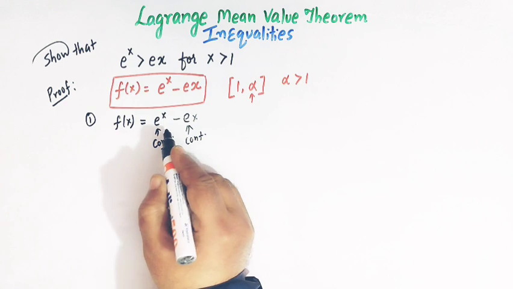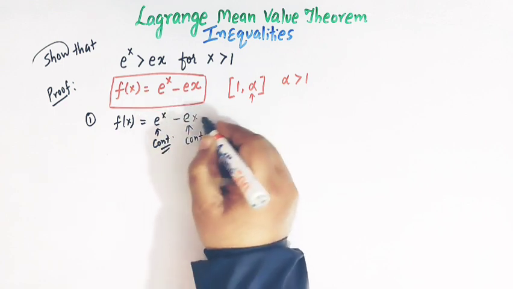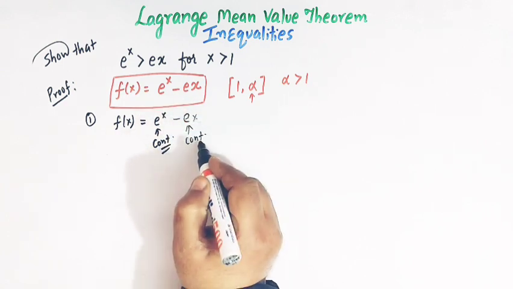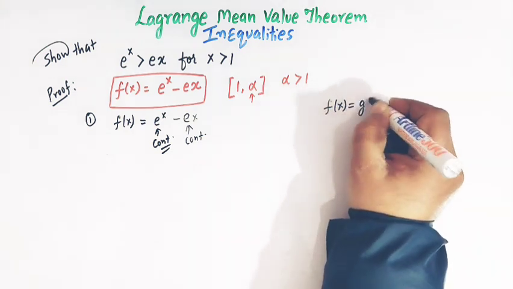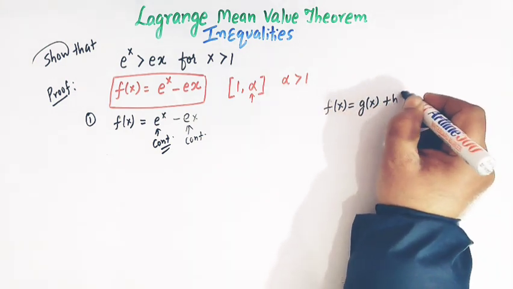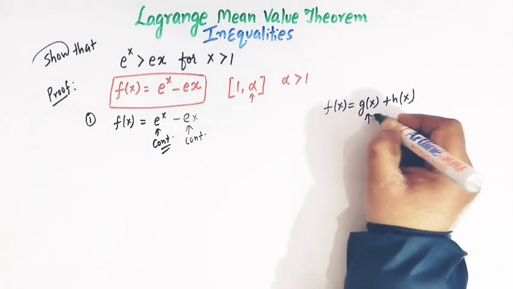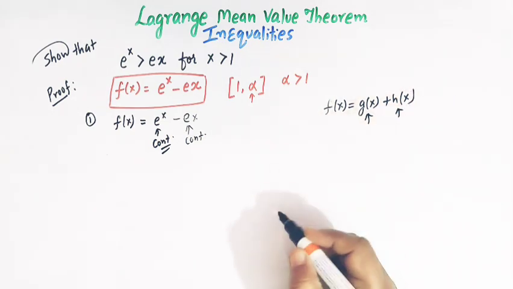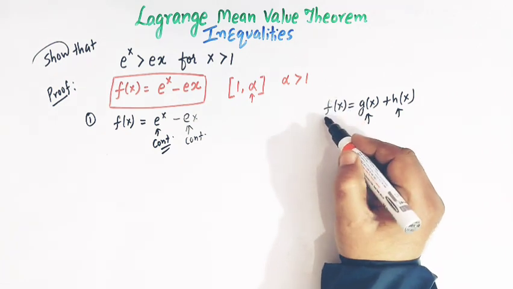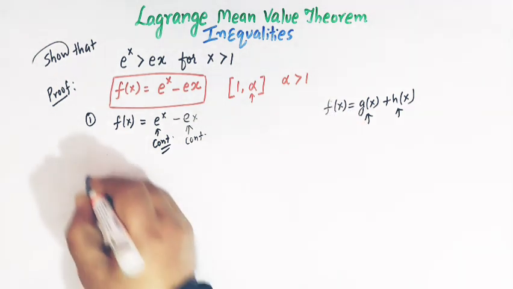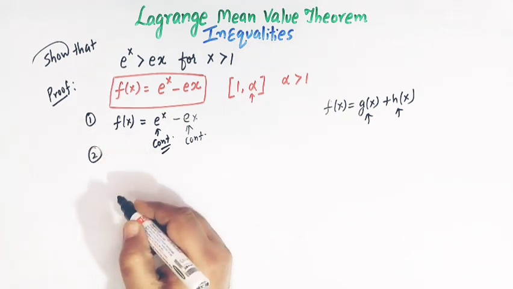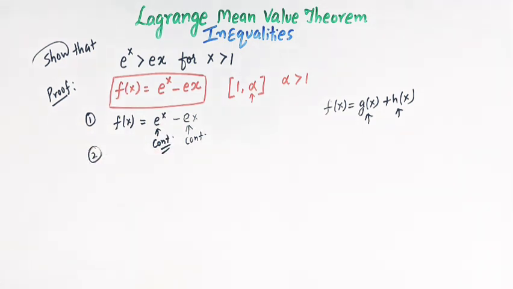So f of x is now a sum of two continuous functions, and we know that if a function f of x is given like this, g of x plus h of x, and g of x and h of x are continuous functions, then the function f of x is also a continuous function, right? So the first condition is satisfied. Now let us come to the second condition.